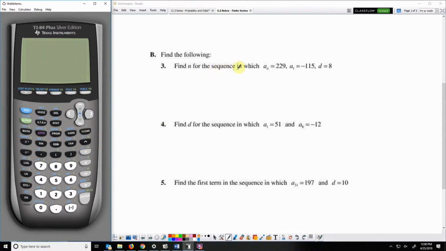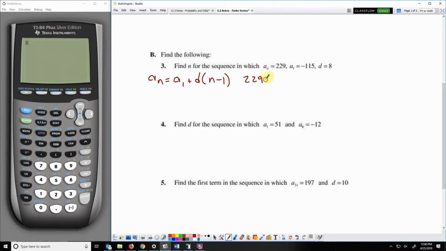So find n for a sequence in which a sub n is 229, so the nth term has that value. We just need to know what term number that is. The first term is negative 115, and the common difference is 8. So that means this is arithmetic. So we'll use the formula a sub n equals a sub 1, the first term, plus the common difference times n minus 1. So in this case, a sub n is 229.